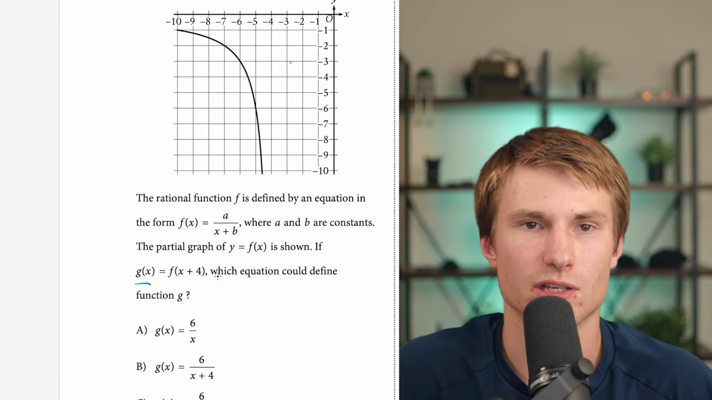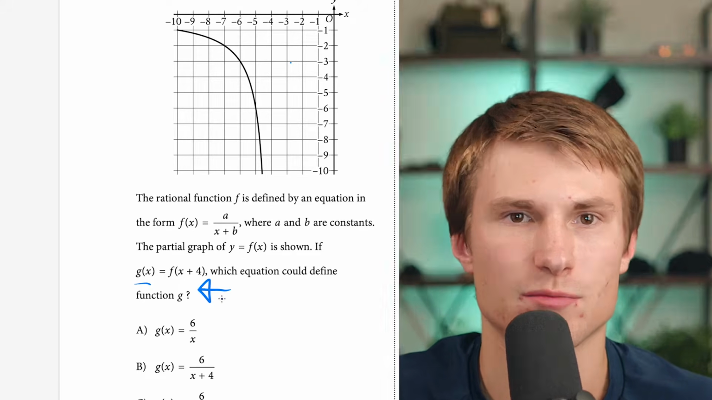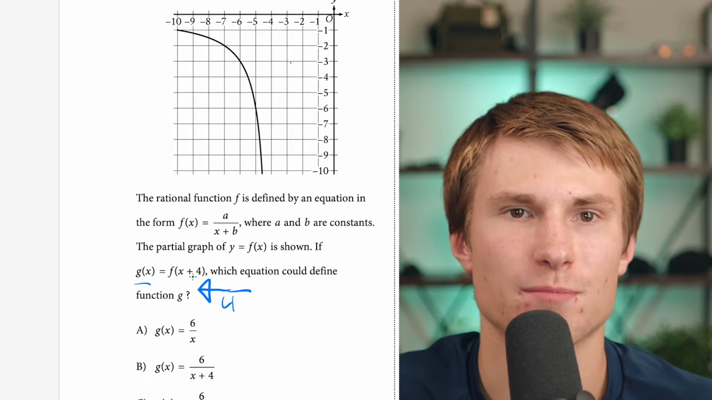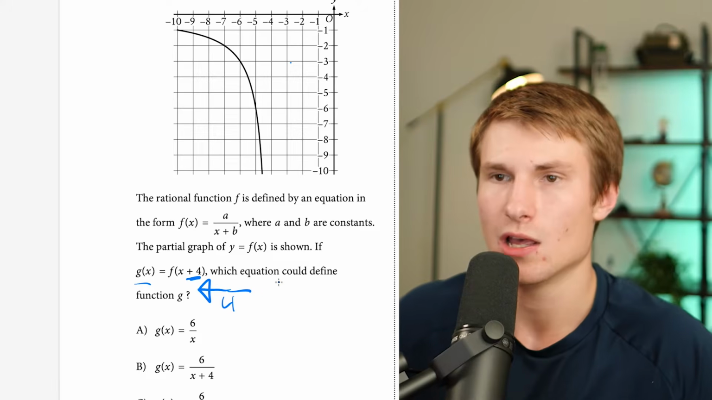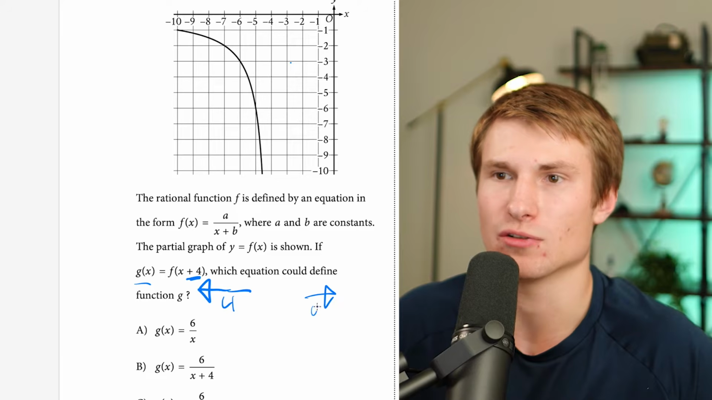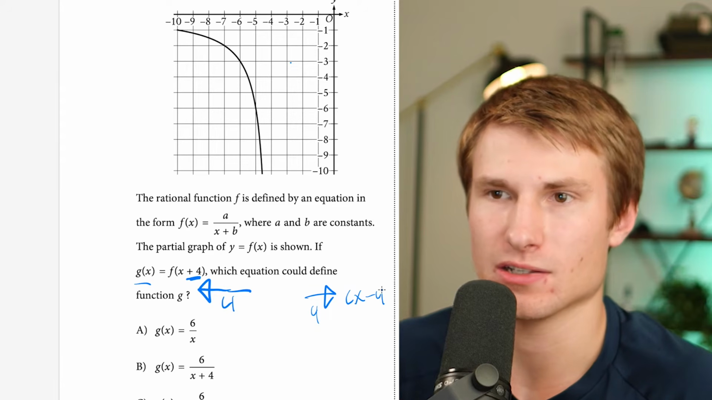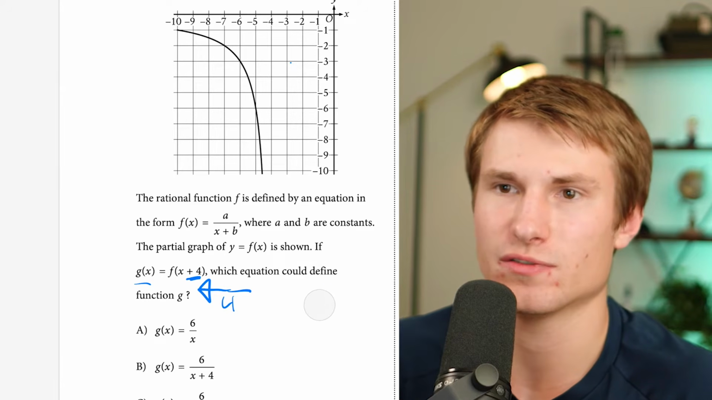g of x is going to equal f of x, but shifted to the left by 4 units. The reason we know it's shifted to the left by 4 units is because we have x plus 4. If it was x minus 4, then it'd be shifted right 4. But it's x plus 4, which means that we are shifting to the left by 4 units.